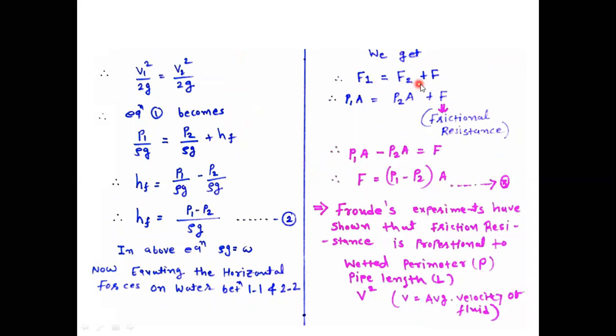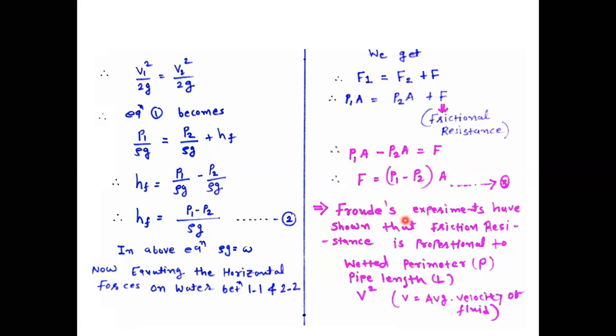So we can write F1 is equal to F2 plus F. As we know, force is equal to pressure into area. So F1 is equal to P1 into A, F2 is equal to P2 into A, and this F is frictional resistance. So P1A minus P2A is equal to F. Take this P2A on the left hand side. So we can write P1A minus P2A is equal to F. That is why F is equal to, in bracket, P1 minus P2, take capital A outside the bracket. So we can get P1 minus P2 into A. Say equation number 3.